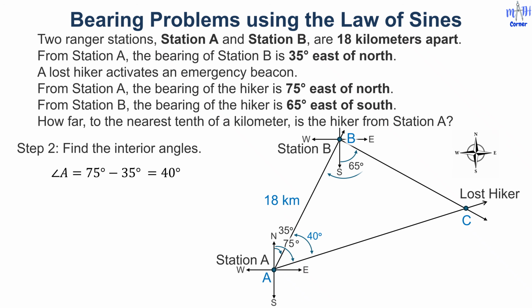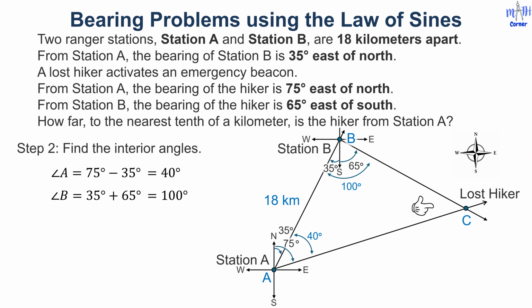Next is angle B. First, we find the bearing of A from B. Since the bearing of B from A is 35 degrees east of north, the reverse direction, A from B, is the back bearing. To get it, we reverse both compass directions. North becomes south. East becomes west. So, the bearing of A from B is 35 degrees west of south. At station B, the bearing of the hiker from B is 65 degrees east of south. So, angle B is 35 degrees plus 65 degrees, which is equal to 100 degrees.